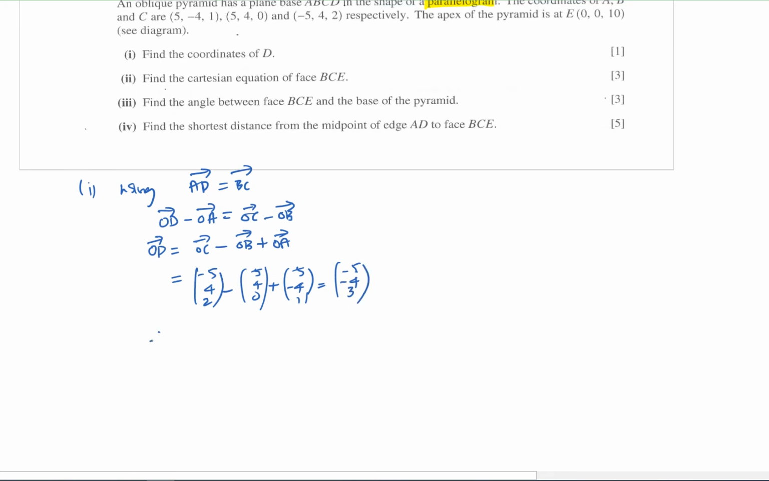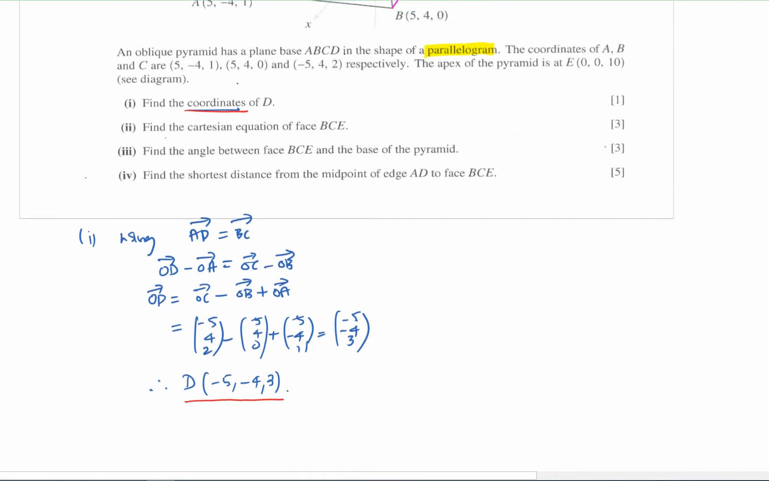Therefore, the coordinate, remember the question asked for a coordinate, not a position vector. So D is (-5, -4, 3). This is important: you must give the answer in coordinate form, answer the question.